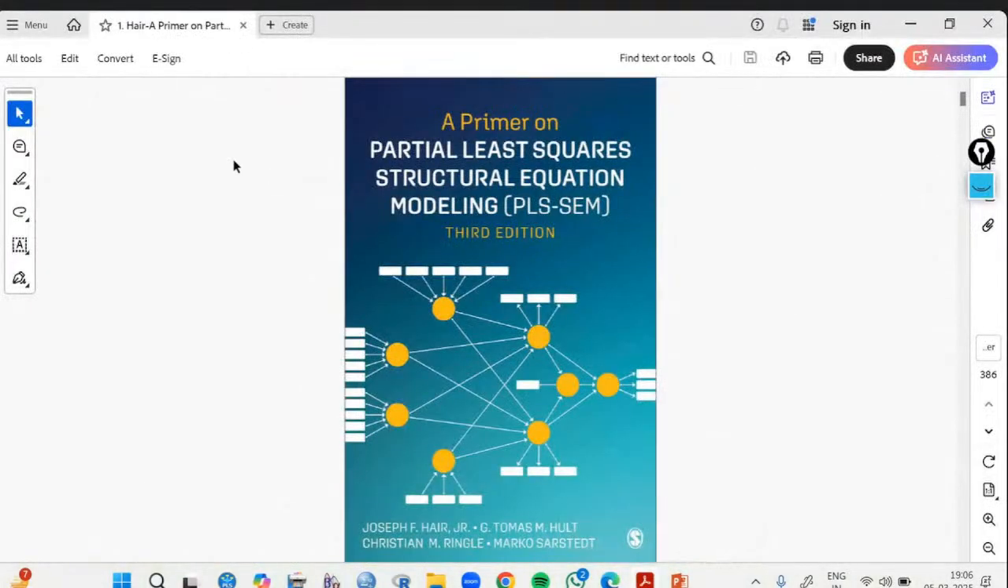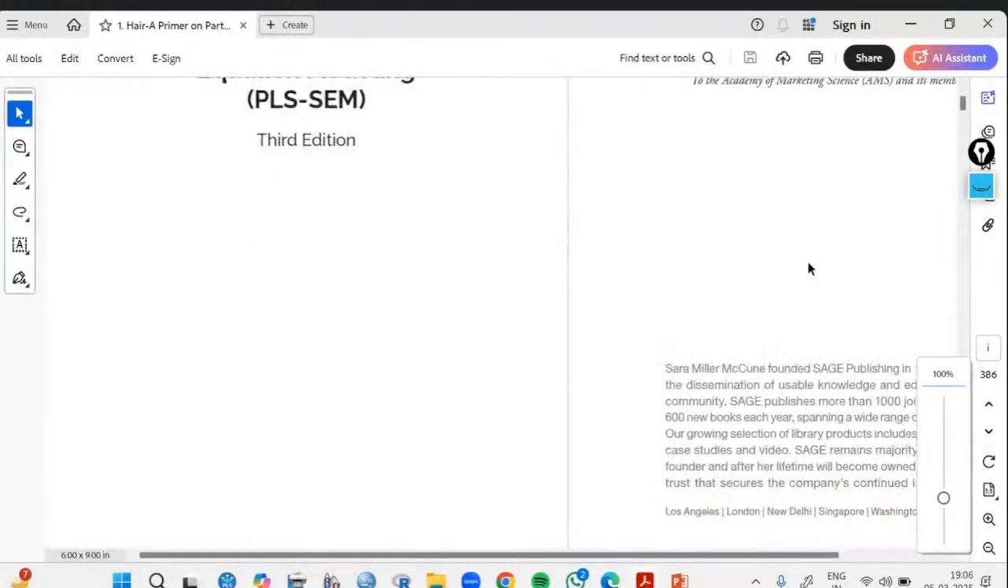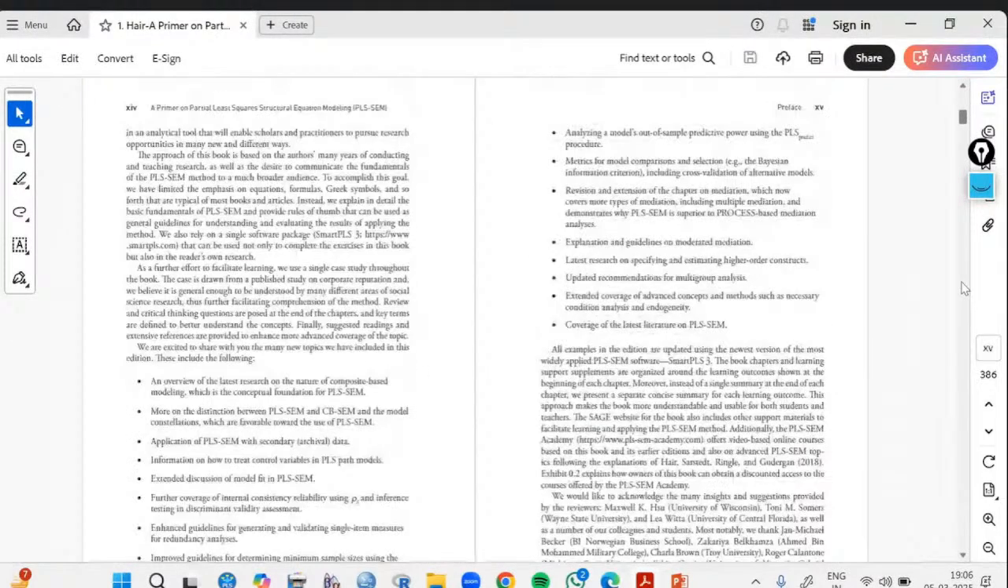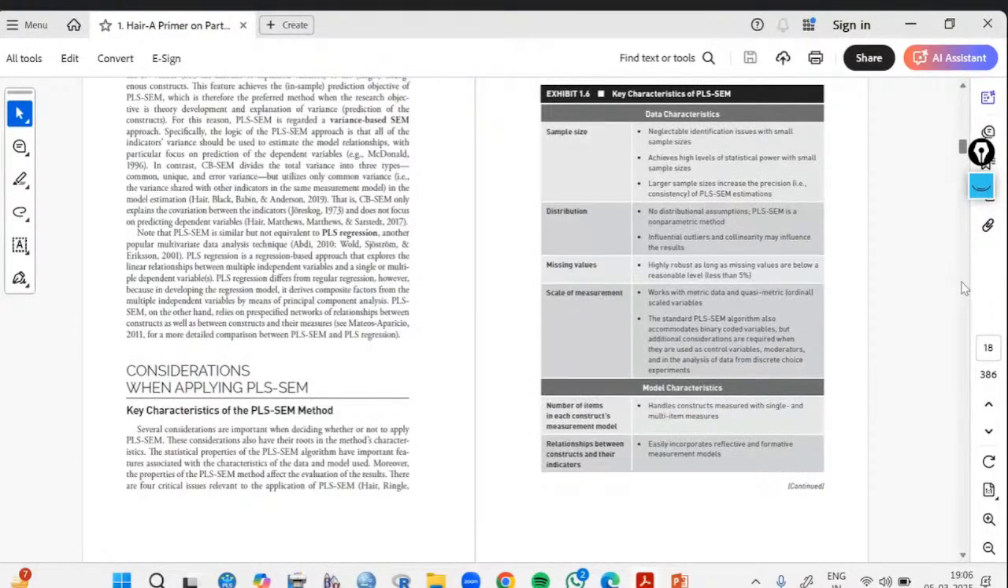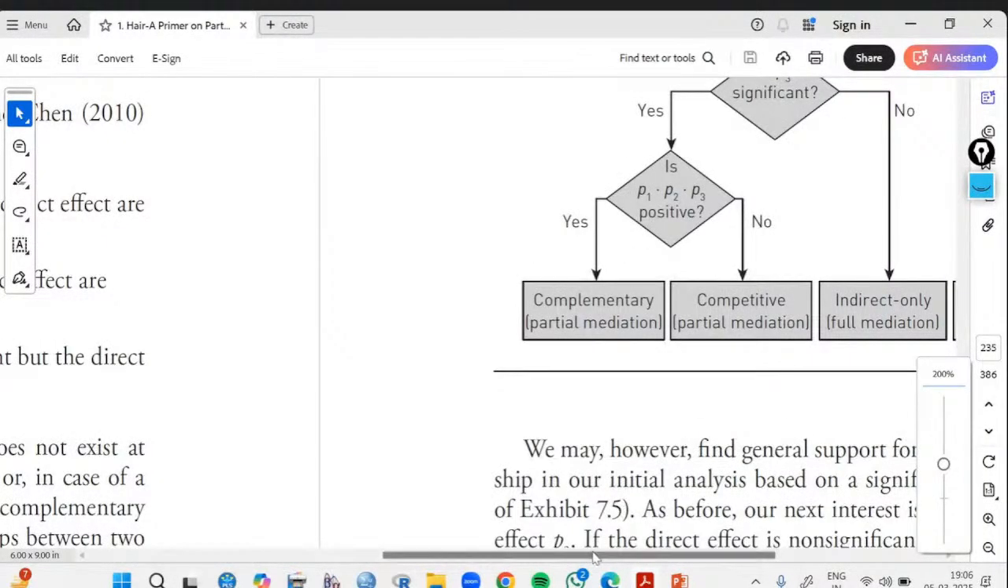So you can go through this research book. You can see the Zhao et al. approach in its latest edition. Now you can find the mediation analysis.